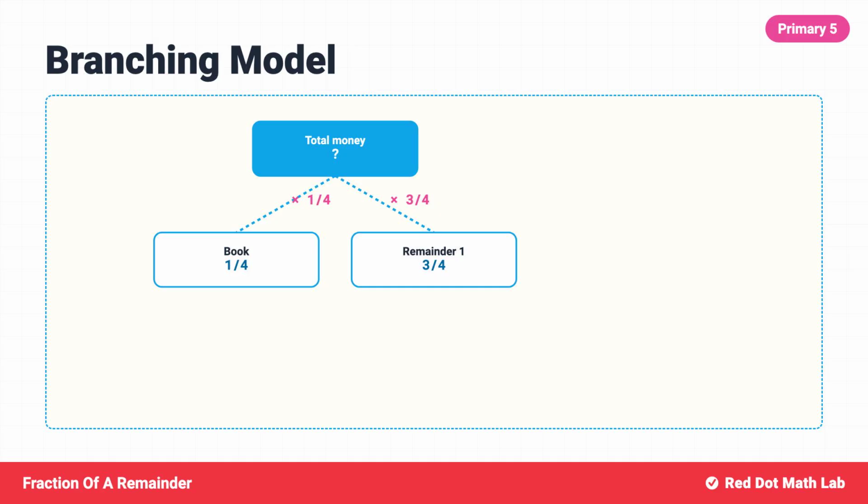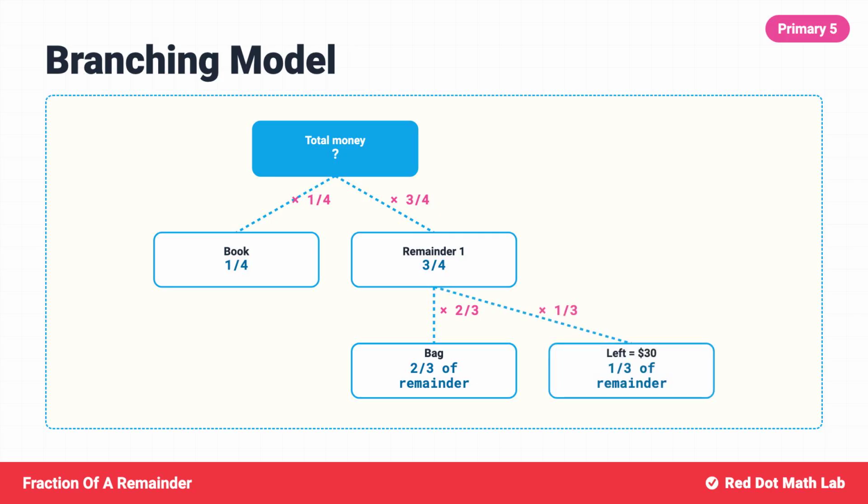Now here comes the tricky part. From this remainder, we split again. 2/3 of the remainder is spent on the bag, and 1/3 of the remainder is what he had left, which is $30. Can you see how the tree branches downward? Each split shows a new fraction taken from its parent.